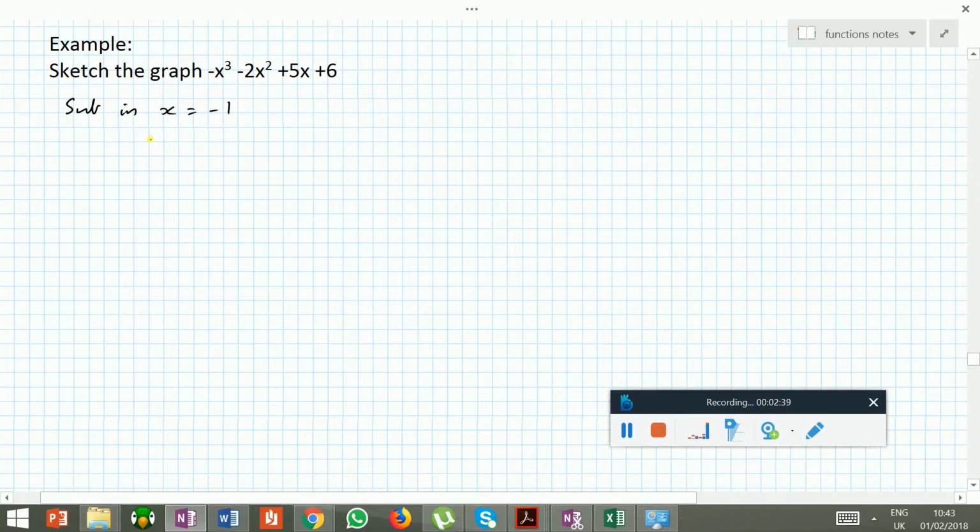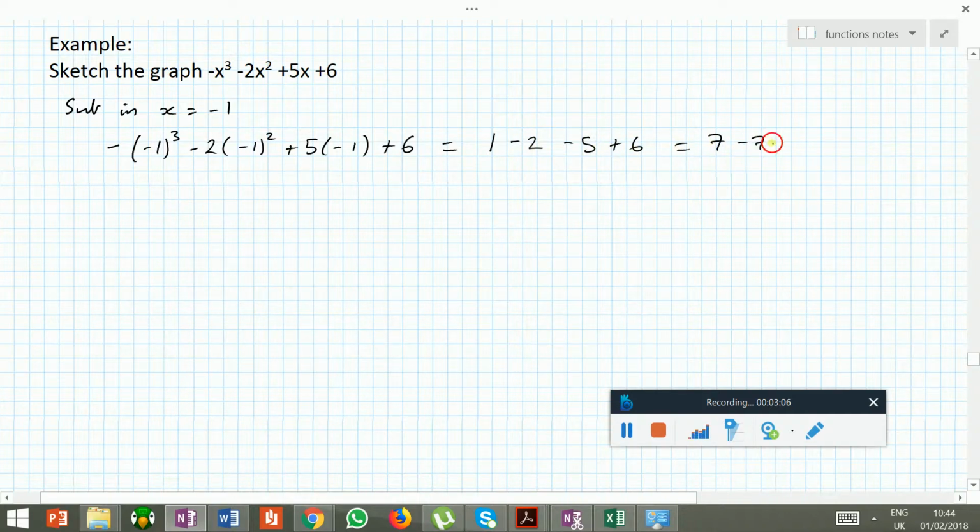So what we have is minus 1 cubed minus 2 times minus 1 squared plus 5 times minus 1 plus 6. And that's equal to, okay, so minus 1 cubed is a minus 1 with a minus in front. That gives you a plus 1. Minus 1 squared is a 1, and you got a minus 2 then. Then you get a minus 5 plus 6, and that's equal to 7 minus 7, which is 0. So we've proven then that x equals minus 1 is a root. Now if x equals minus 1 is a root, then the factor is x plus 1. You change the sign. Now to get the other roots, we divide into the main function.